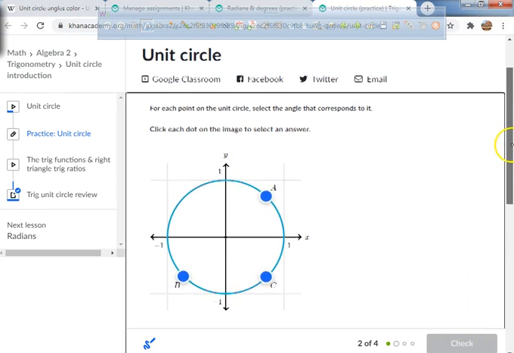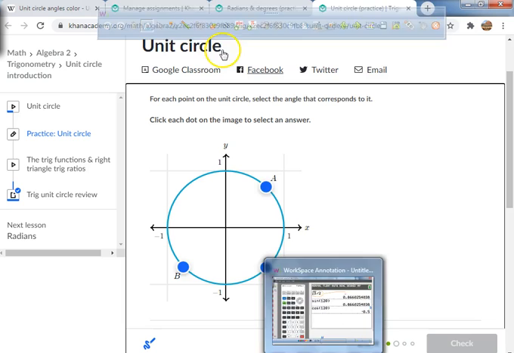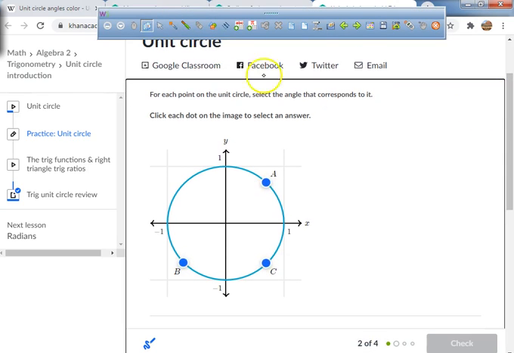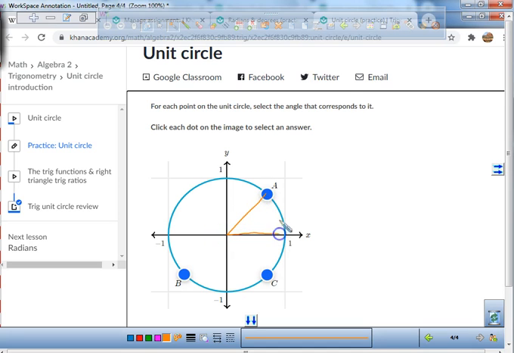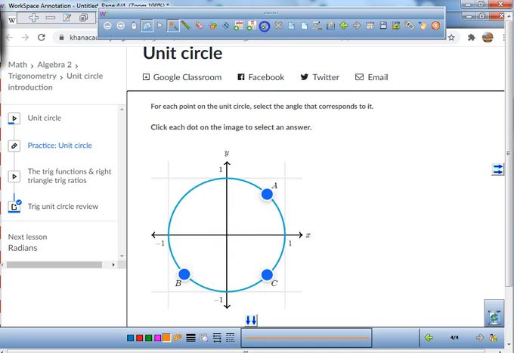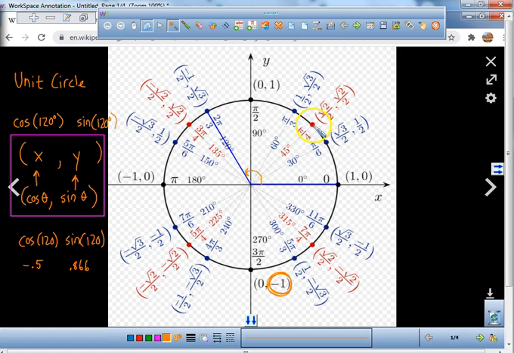Okay. Right here, for each point on the unit circle, select the angle that corresponds to it. Well, what angle is A? What would you guys say? If we go back to our unit circle. Let's take a look at it. Ready? How many degrees is A? What would you guys say? Yeah. A is 45. Let me go back to our unit circle. Ready? Right here, that's where A is.